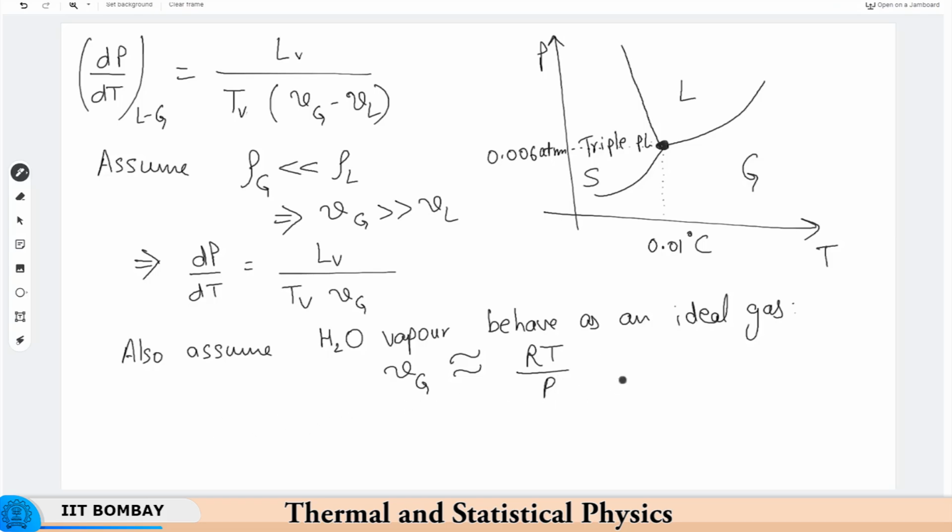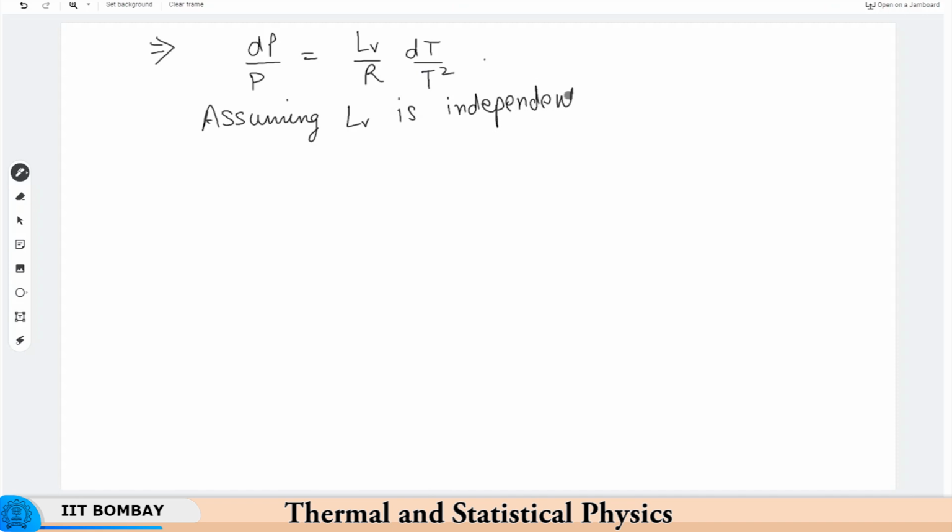So if I plug this back here, dP by dT becomes Lv divided by RT squared multiplied by P. And the third assumption that we will make is this: let me rewrite this as dP by P equals Lv by R times dT by T squared, assuming Lv is independent of T.